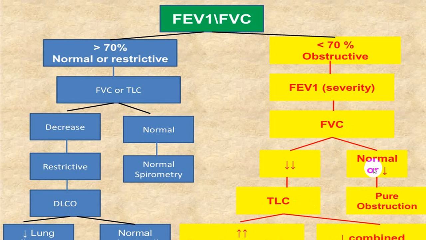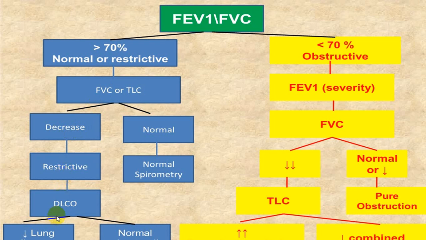So FVC is close to normal or slightly reduced, it is pure obstruction. So in an obstructive, you will have a ratio reduced, FEV1 reduced, and FVC is slightly reduced or normal. While in a restrictive, this ratio is more than 70. So it is normal or restrictive. If you want to differentiate now further, you look at the FVC, and if FVC is reduced markedly, it is more in favor of restrictive.